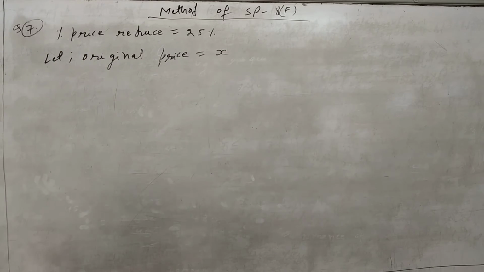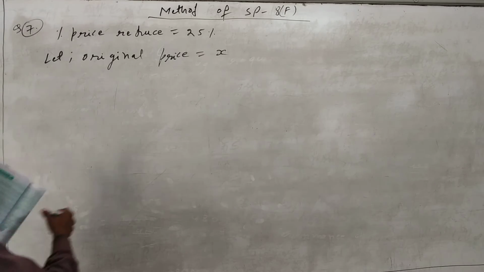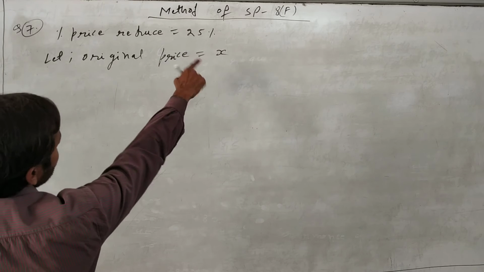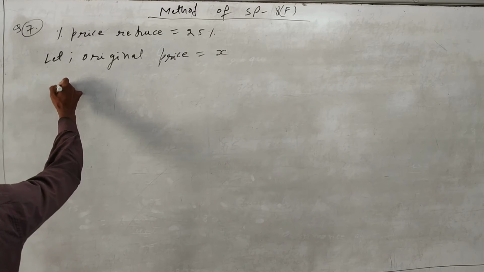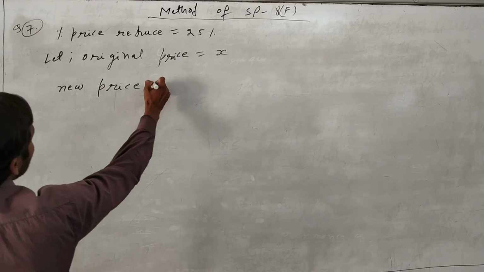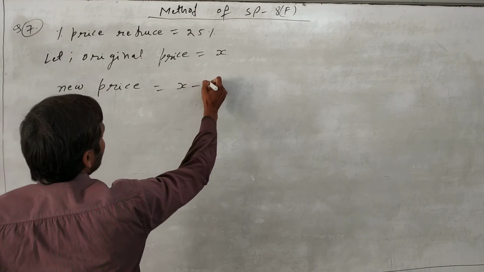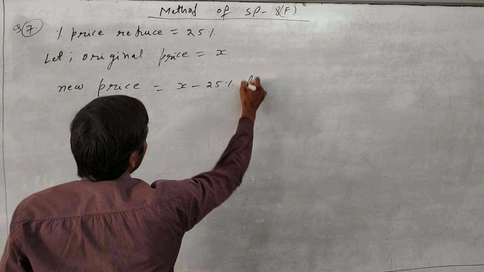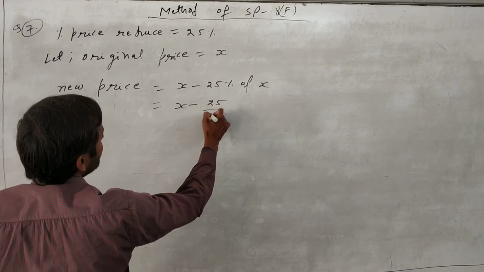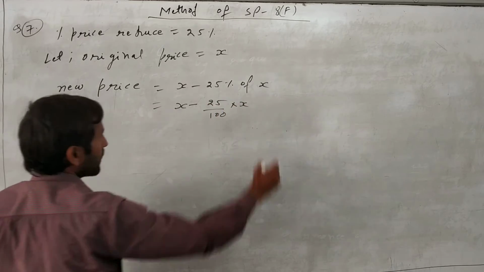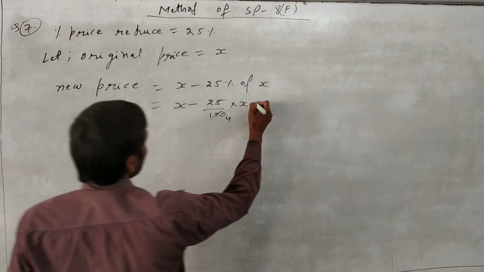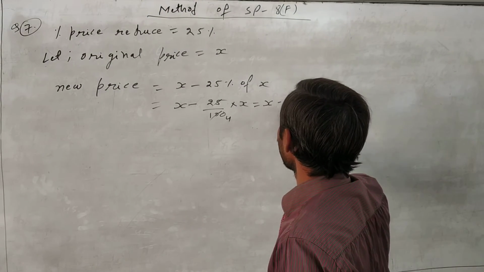Now, after the reduction, how much will the new price be? Just reduce 25% of x. The new price is equal to x minus 25% of x. So it will be x minus 25 upon 100 into x. Now if we cancel out, it will come 4, so x minus x upon 4.